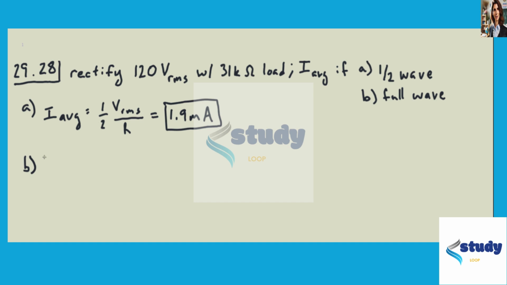And now similarly, for the full wave rectifier, we're going to just imagine that the average current is the RMS current, which is again not a terribly wrong assumption, since the current is all now positive. So VRMS over R, and so this is just going to be twice that. It's going to round to be 3.9 milliamps.